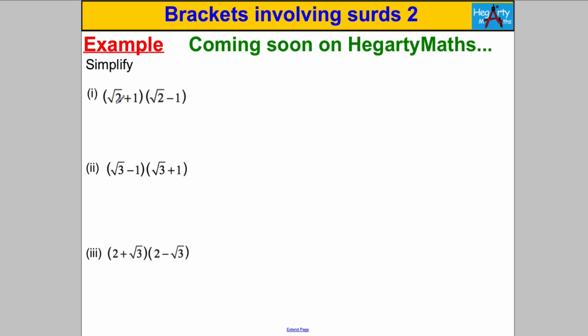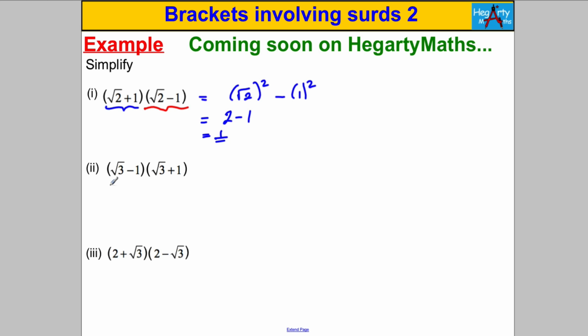Now, here, root 2 plus 1 multiplied by root 2 subtract 1. Alarm bell should be ringing. Here, we've got root 2 plus 1. We're multiplying it by its conjugate, root 2 subtract 1. So we know when we do that, we can just do the first term squared, root 2 all squared, subtract the second term squared, 1 squared. Root 2 squared is equal to 2. 1 squared is 1, so this is 2 take away 1, which is 1.